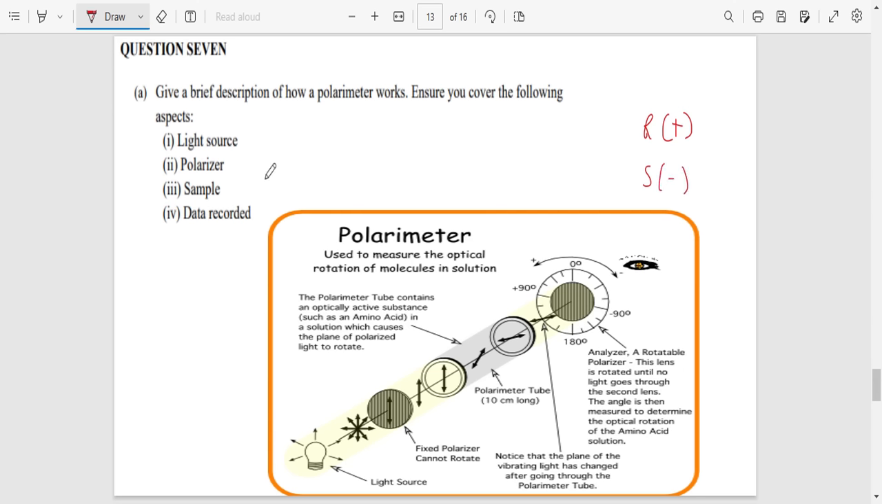Okay, so at the end, it is going to hit the analyzer where you are going to be able to record or analyze the light and read the angle. To find the angle that you are going to get, you are going to subtract from 90. So say 90 minus that angle that you get. Let's say you measure the angle like that, it's giving you 100. So that is going to be 90 minus 100, which is going to give you that angle that you want.